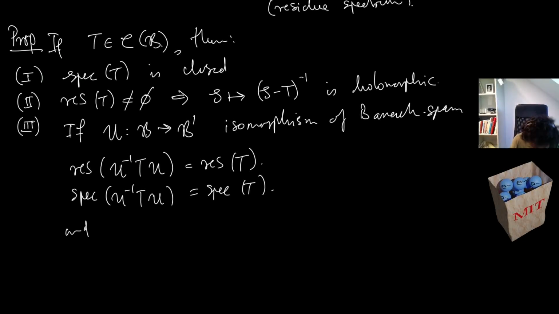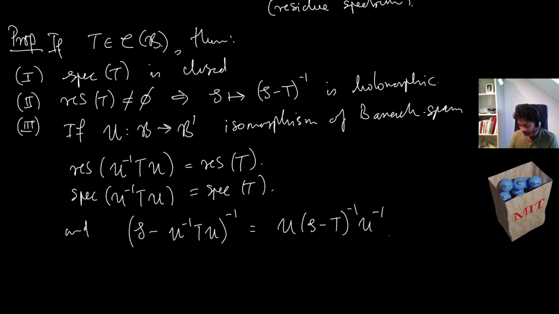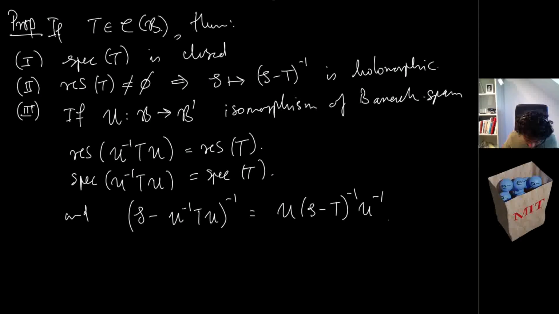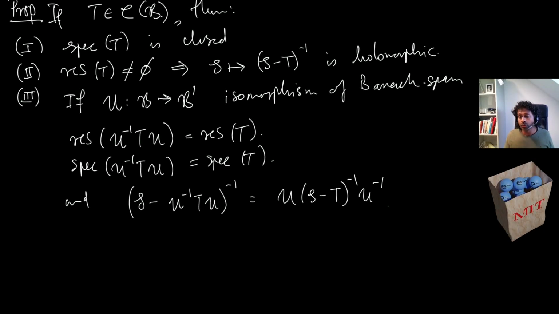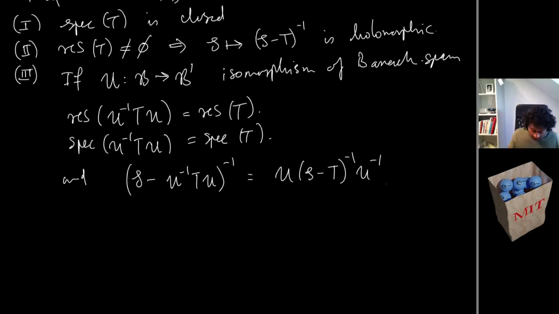And so zeta minus U inverse T U inverse is going to be U zeta minus T inverse of U inverse. Okay. So I guess these statements can probably be found in Kato or Yoshida or whatever your favorite book is on the topic.